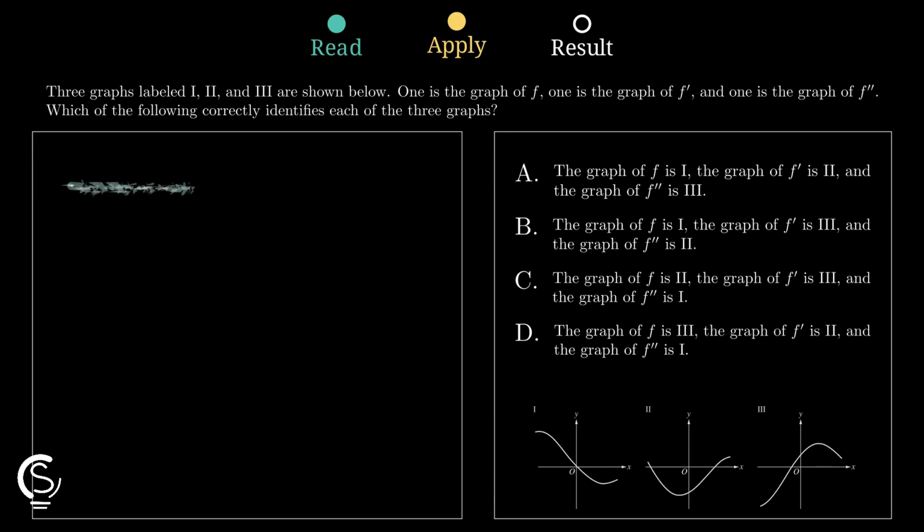Next, check graph 2. It has a local maximum exactly where graph 3 crosses the x-axis. This confirms that graph 3 is the derivative of graph 2. You are doing great!